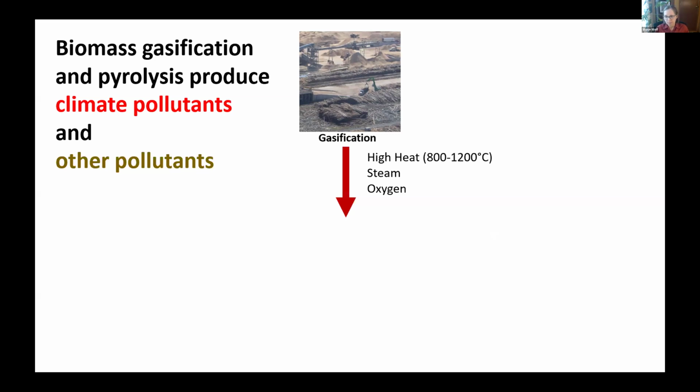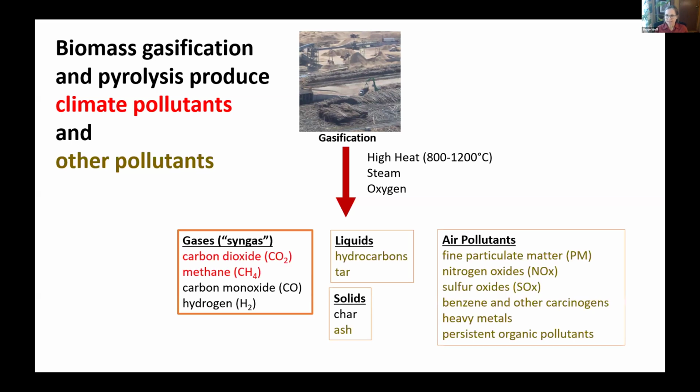But like combustion, they emit climate pollutants and other pollutants. So if we take gasification as an example, where you're using high heat, steam, and oxygen, you are making gases. A lot of that is carbon dioxide and methane, these are climate pollutants, and some hydrogen. It makes some liquids and solids that can be very toxic, and it produces a lot of air pollution. So the energy coming from gasification and pyrolysis, the electricity, the methane, or the hydrogen, is dirty energy from a dirty process.